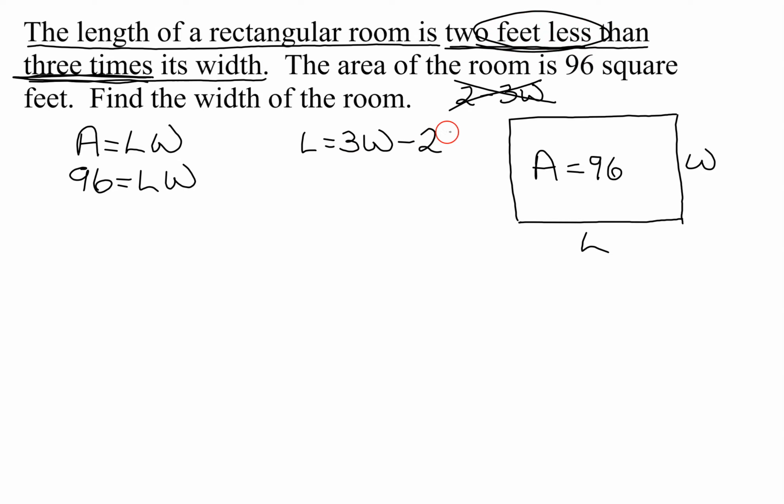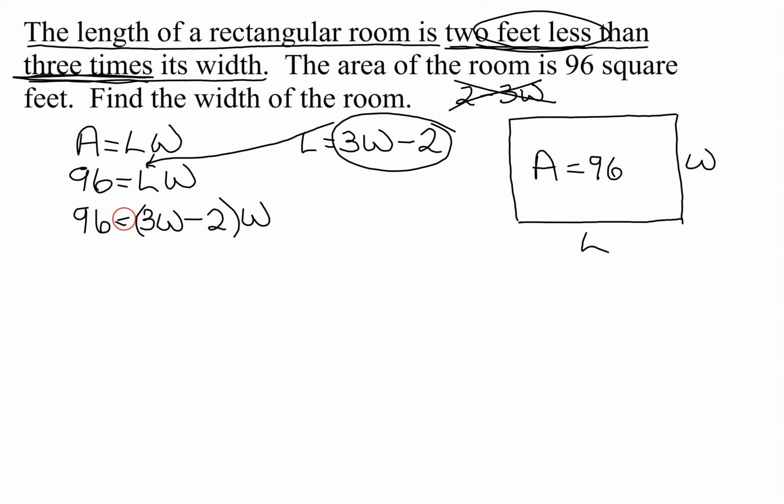So now I'm ready to substitute this into this equation here. So I'm going to get 96 equals, instead of L, I'm going to have 3W minus 2 times W. Sorry for my bad handwriting, that was an equals. So now I'm going to simplify, so I get 96 equals, distribute the W in, so W times 3W is 3W squared, and W times negative 2 is negative 2W.